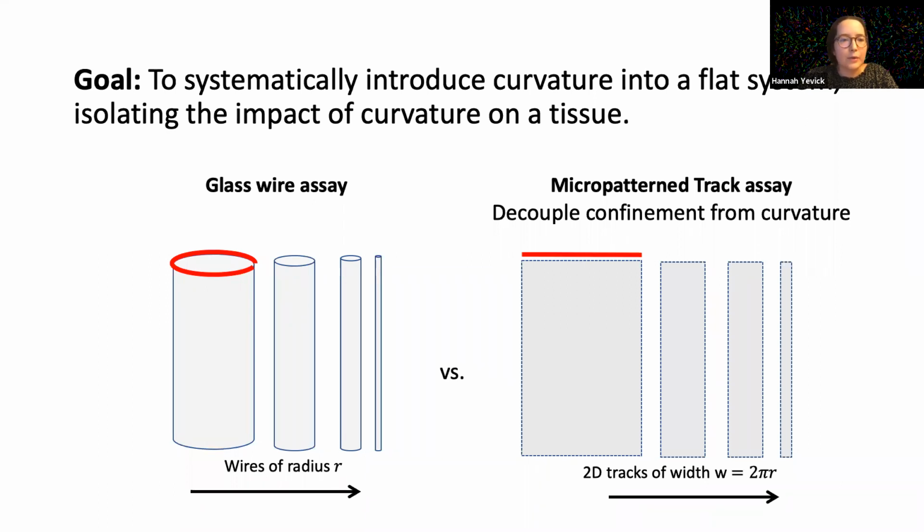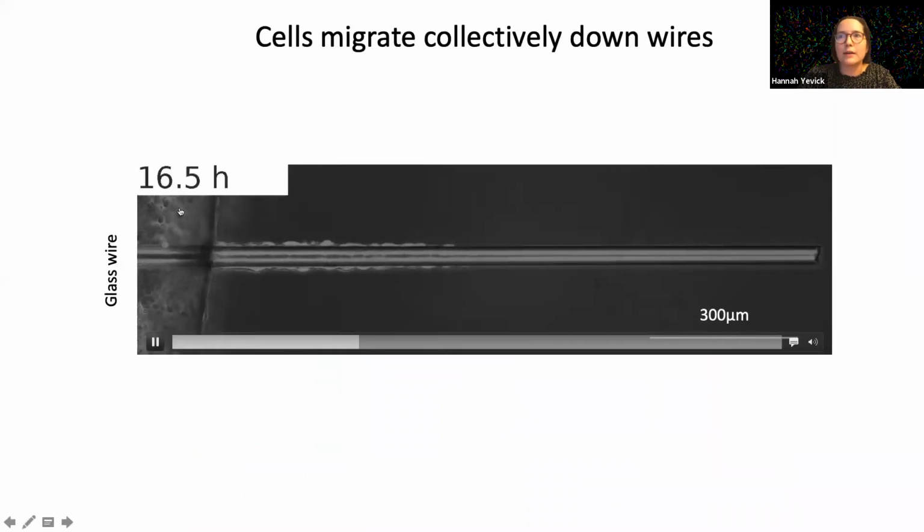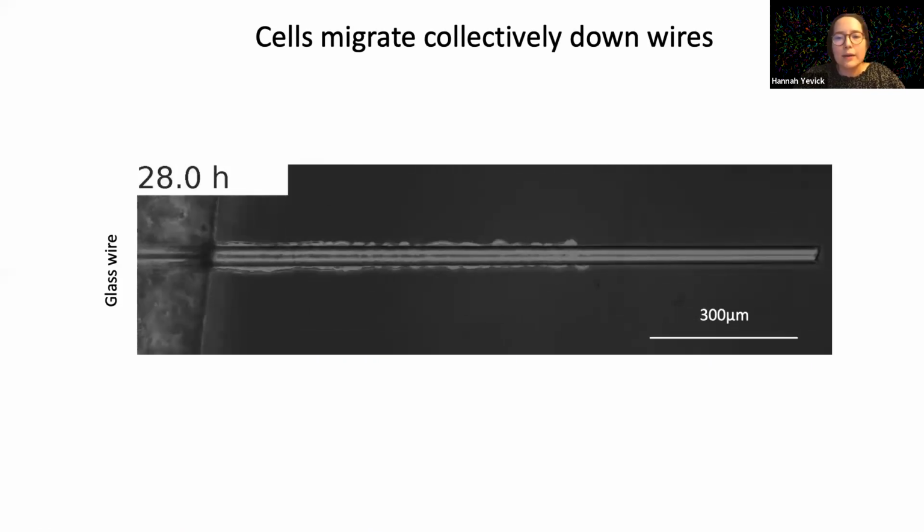Okay, so what does this look like? As you can see here, cells are seeded on a support, and then when the tissue is confluent enough or dense enough, they begin to move down this glass wire in this migrating front. And the cells, as you can see here, migrate collectively down the wire, allowing us to ask the question of how migration speed is impacted by wire radius.